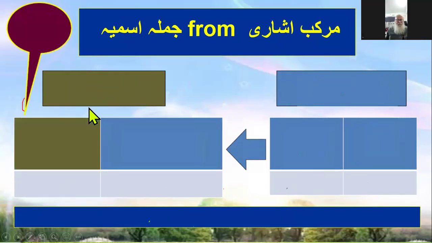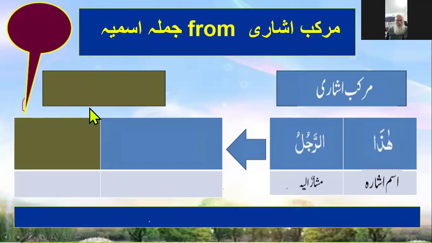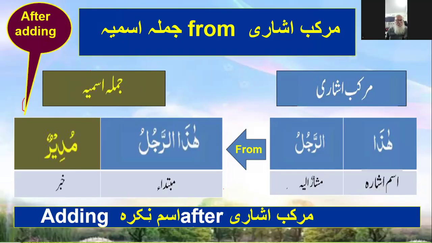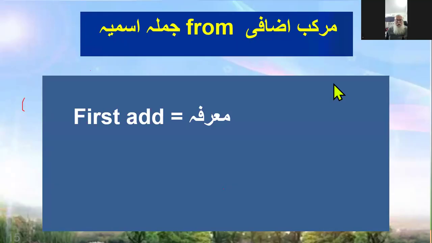Let's add something at the end. Hazal rajul, we don't change it. We keep it as such as a mubtada. Let's add some nakra ism: mudirun. Mubtada and khabar become a jumla. So we added a common nakra noun at the end. So, jumla ismiya from murakkab idafi.